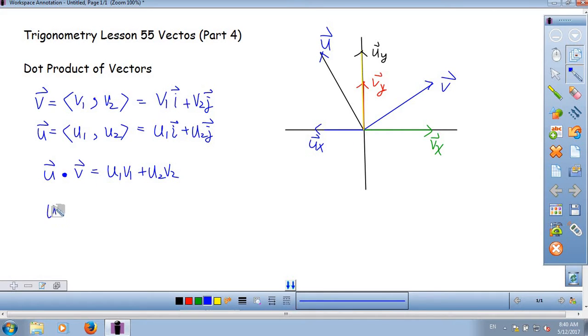Another way to express the dot product is to use the magnitude of u times the magnitude of v times the cosine of the angle theta, theta being the angle between u and v. The dot product of two vectors that form a 90-degree angle, which are called orthogonal, will always be equal to 0. But if the angle is equal to 0 degrees, that means both vectors are working in the same direction.